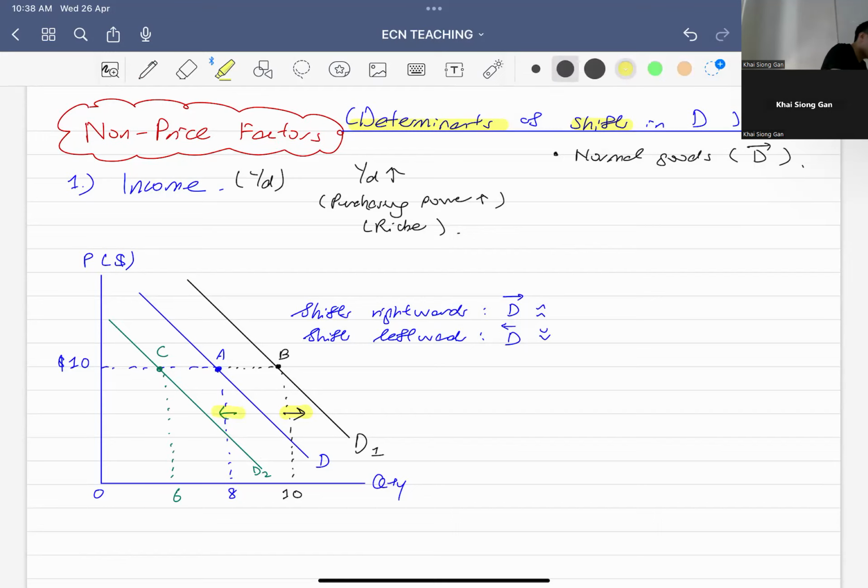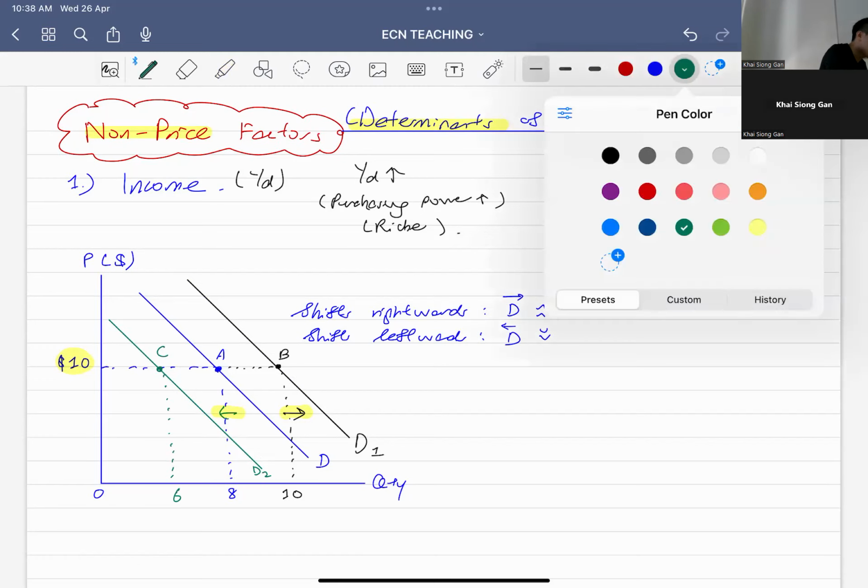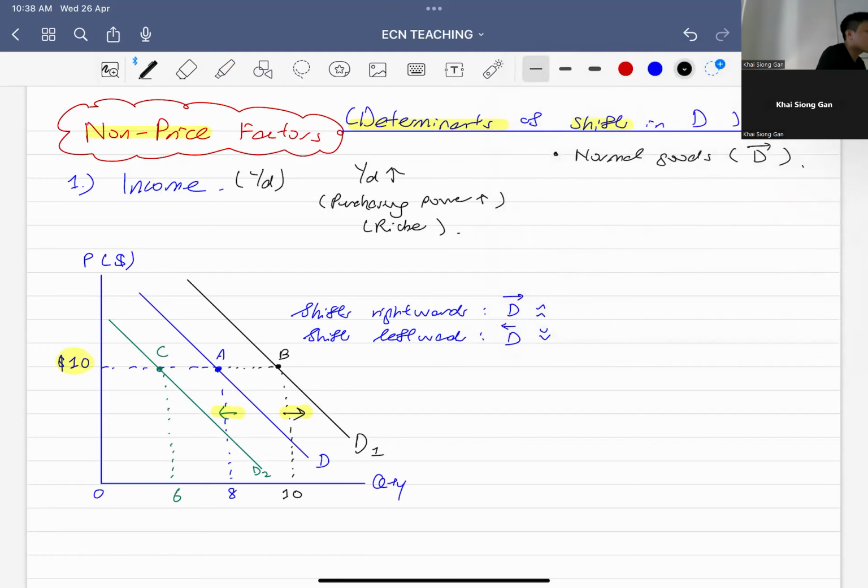Okay, so what you can see over here is that today the quantity here changes, but it has nothing to do with the price. Why? Because the price is fixed. So it is due to other factors we call non-price factors. One of it just now is called income. When you earn more income, you buy more of normal goods, and therefore the demand for the normal goods increases, in which it shifts rightwards from point A to point B.